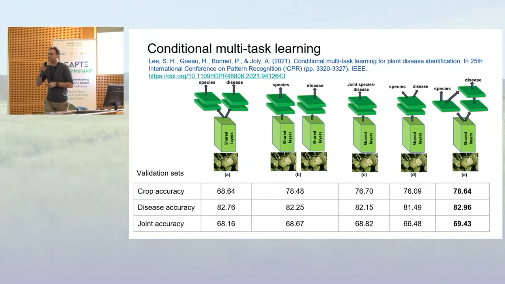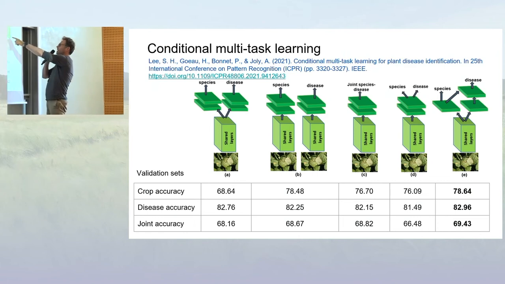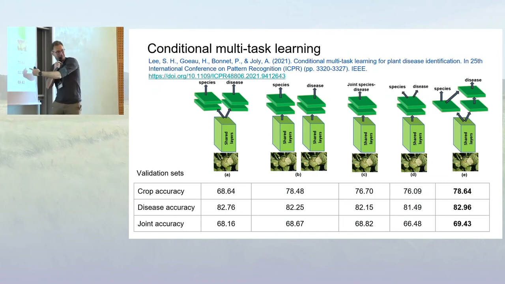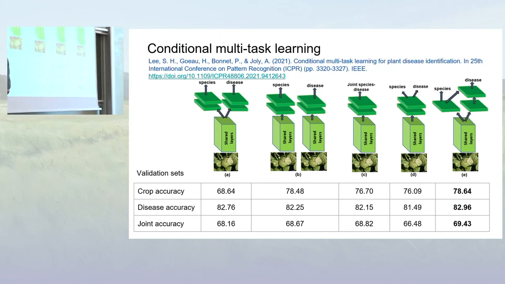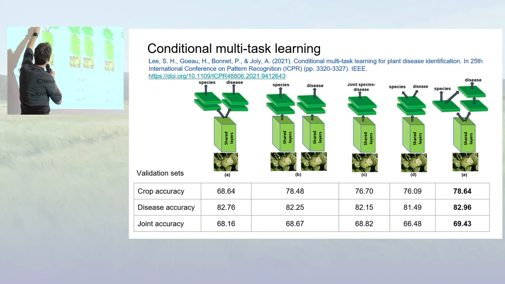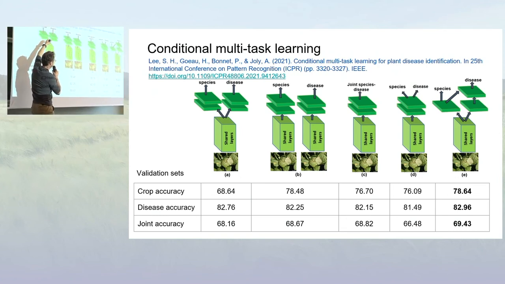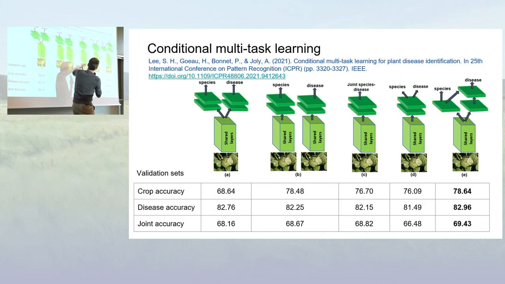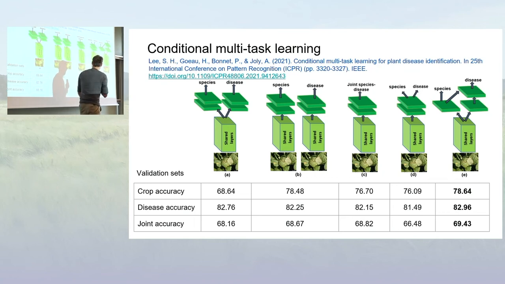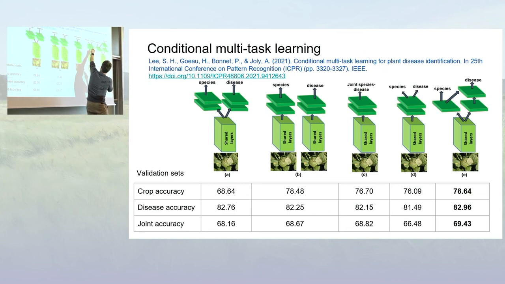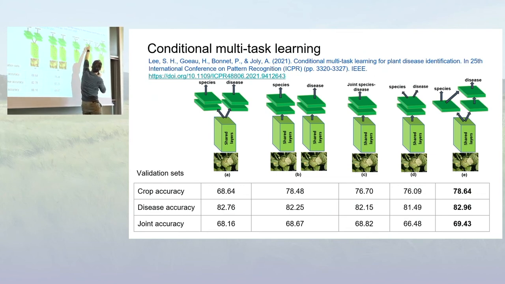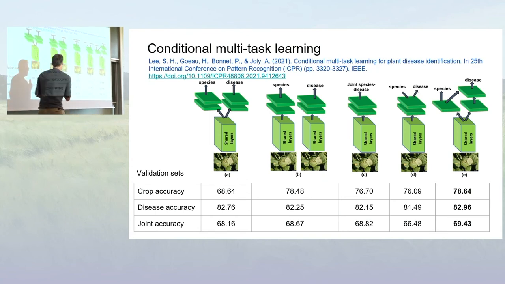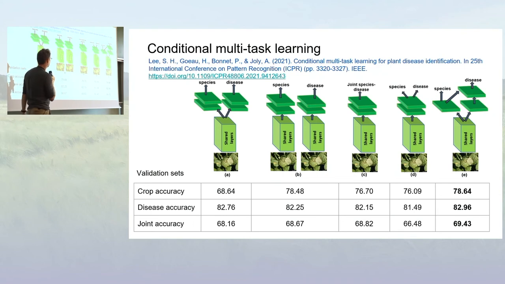And we compared several approaches. Here it's the conditional model I talked about. The best one, as you see. And we compared to just having two different classifiers without the conditional part, two completely separate models, and a really full joint species-disease pairs model. This is the state of the art in PlantVillage and things like that. And here a variant of this one, where you use the same feature space for species and disease classification. As you see, you can have some gains by using this conditional information.